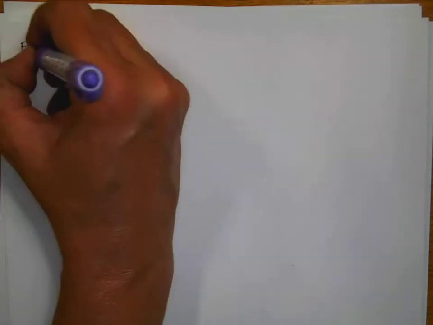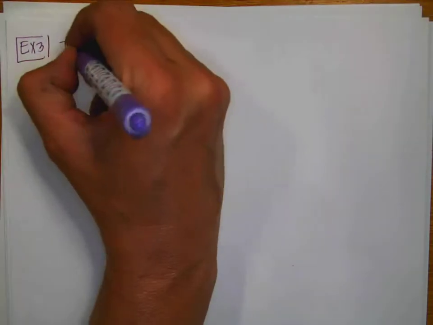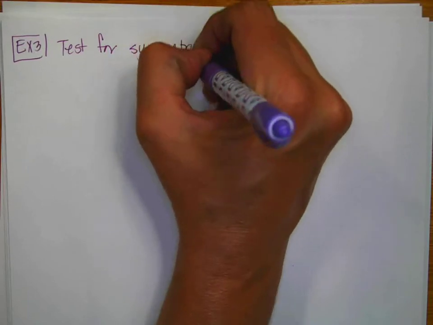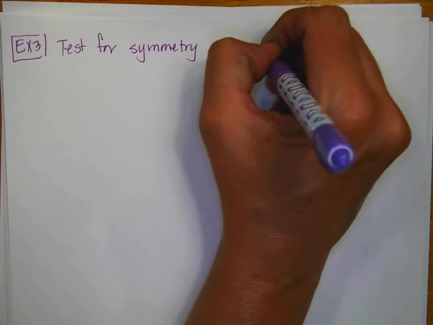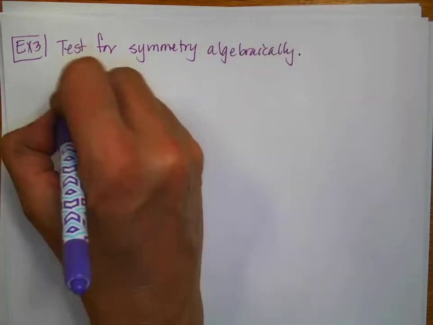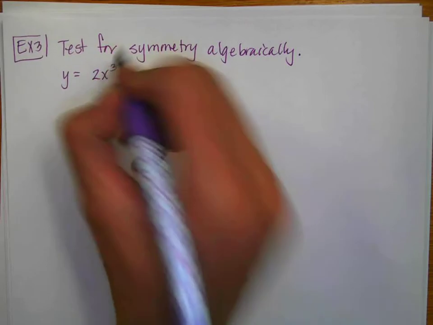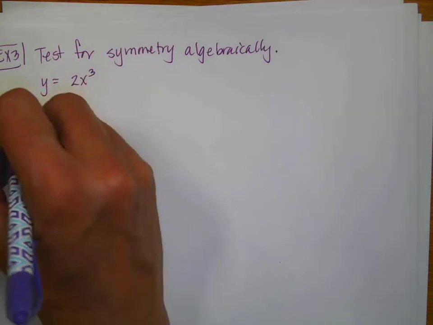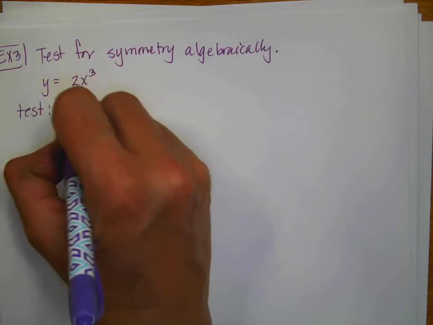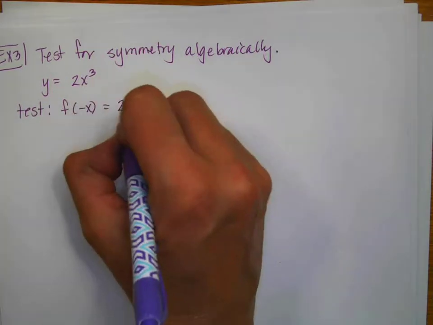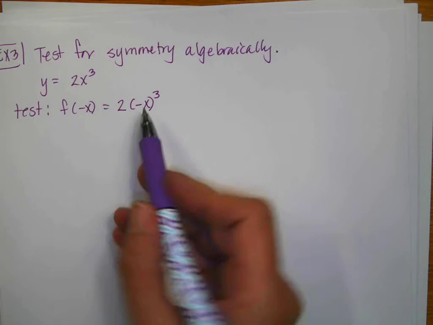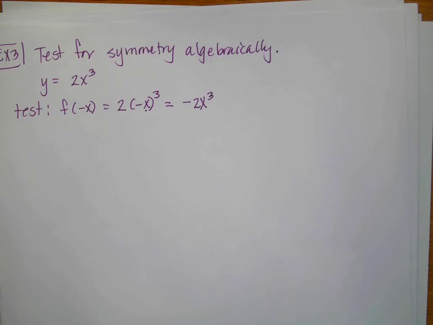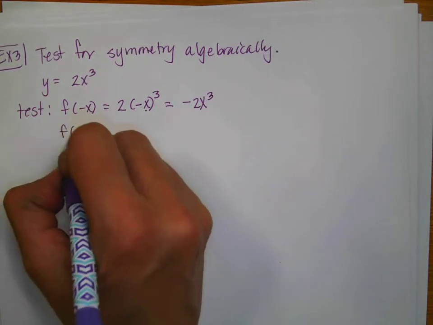Let me go to another sheet of paper. Our third example is going to say test for symmetry algebraically. Our equation is going to be y is equal to 2x cubed. The test is really very simple. I do the same test all the time. So when I run the test, I'm going to do f of negative x, which means I substitute that value into the equation. And when I do, three negatives is a negative, so I get negative 2x cubed.